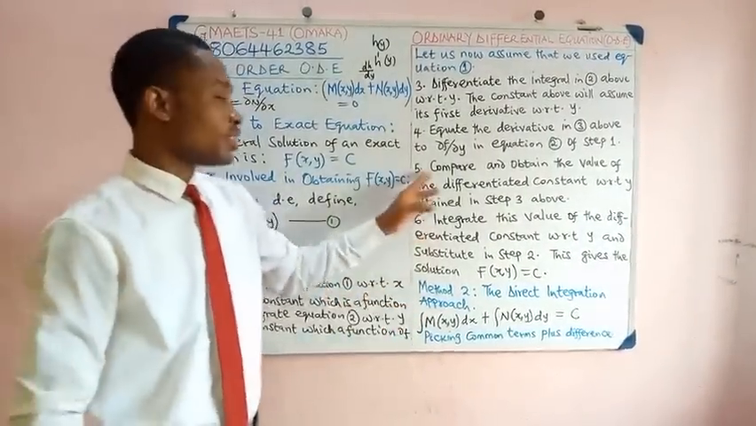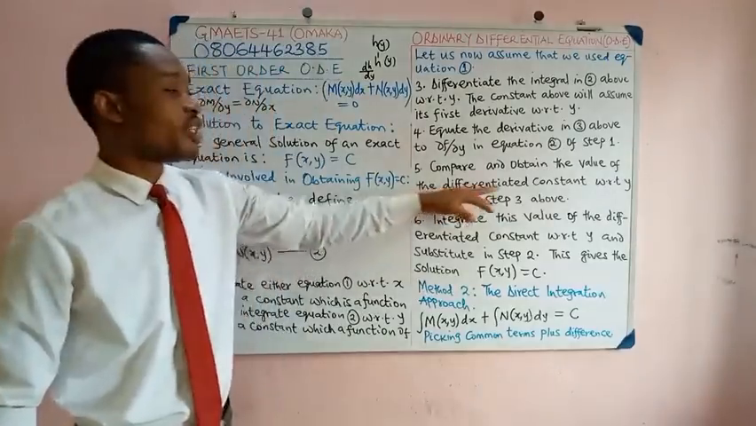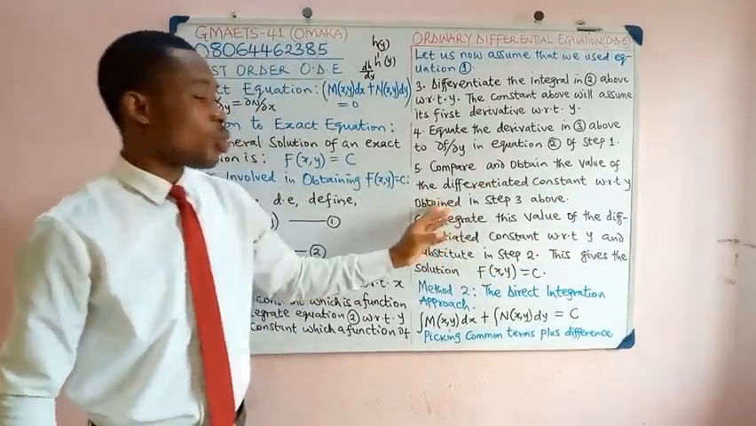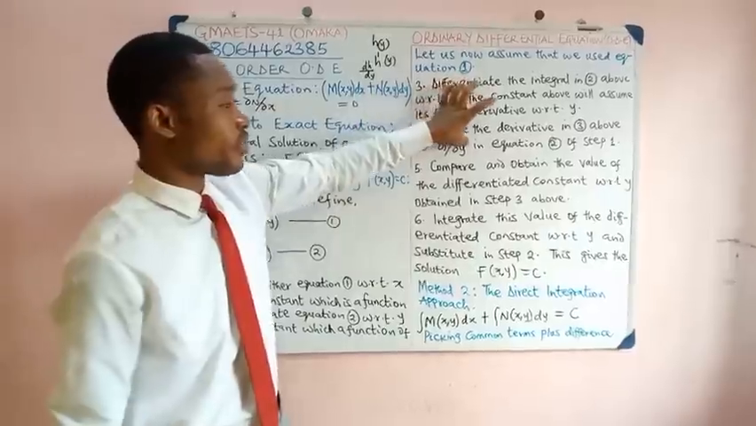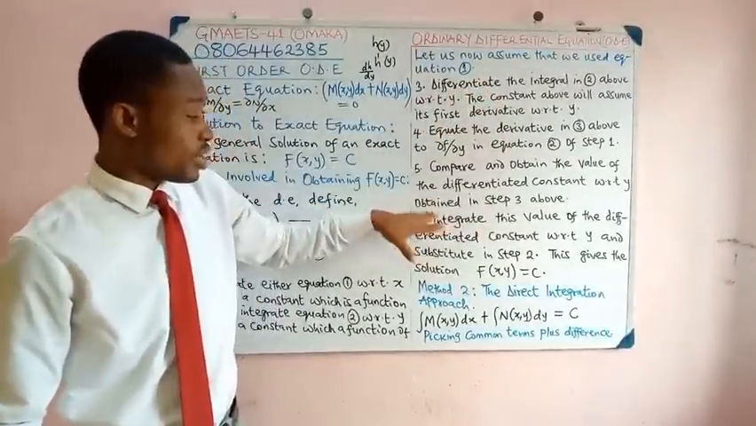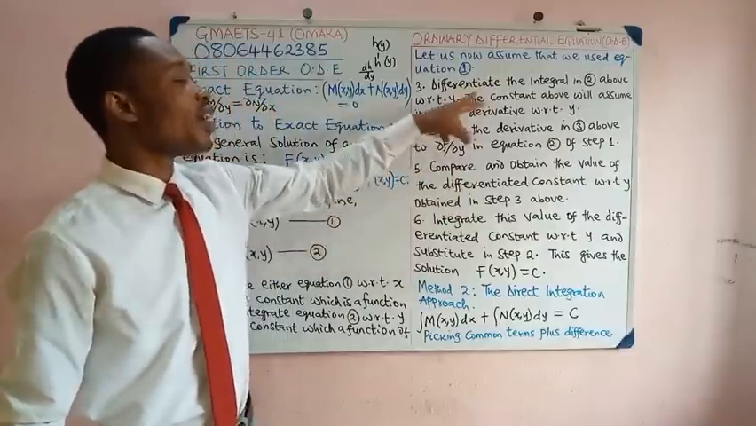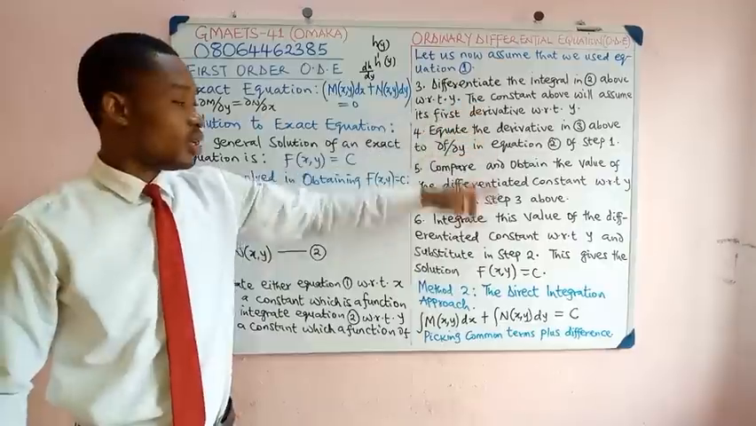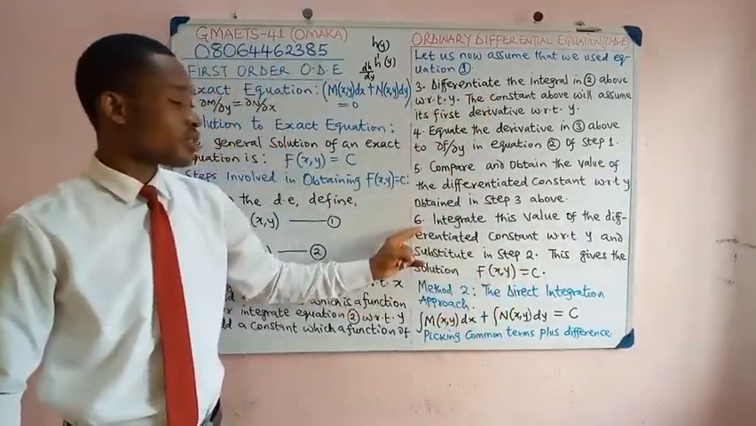Once you've equated, from step 5, the next thing to do is to compare and obtain the value of the differentiated constant with respect to y, which you obtained in what? Step 3. Remember I told you you're going to get a differentiated constant here, right? So during the comparison in step 5, you are going to obtain the value of that differentiated constant. Is that okay?